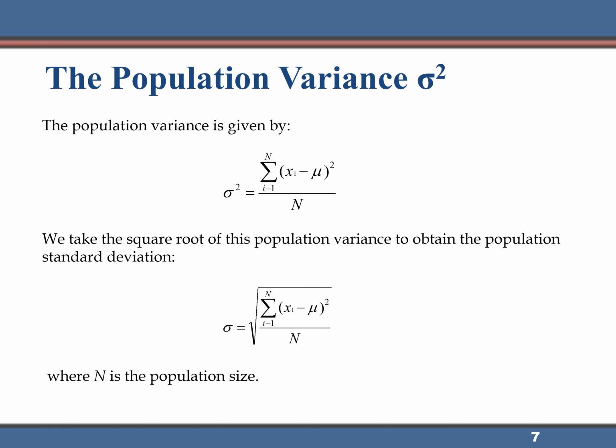If we have a population of finite size uppercase N and population mean mu, then the population variance, denoted by sigma squared, is obtained by finding the sum of the squared deviations for each value from the population mean and dividing the result by capital N. The population standard deviation, denoted by sigma, is obtained by taking the square root of the population variance.